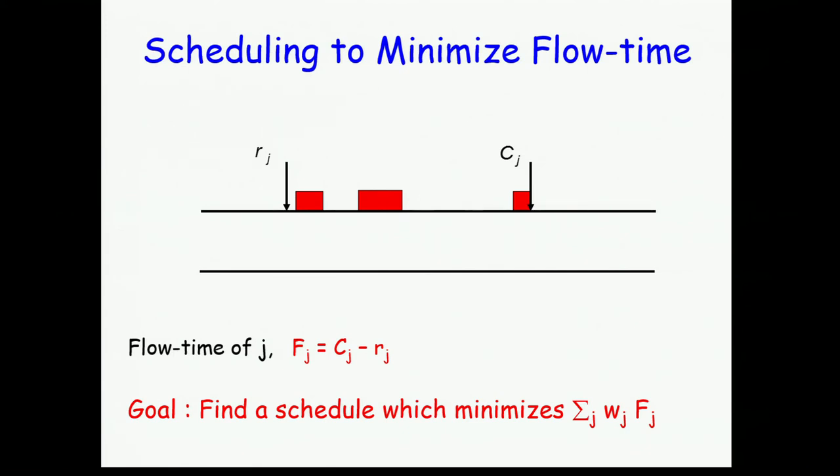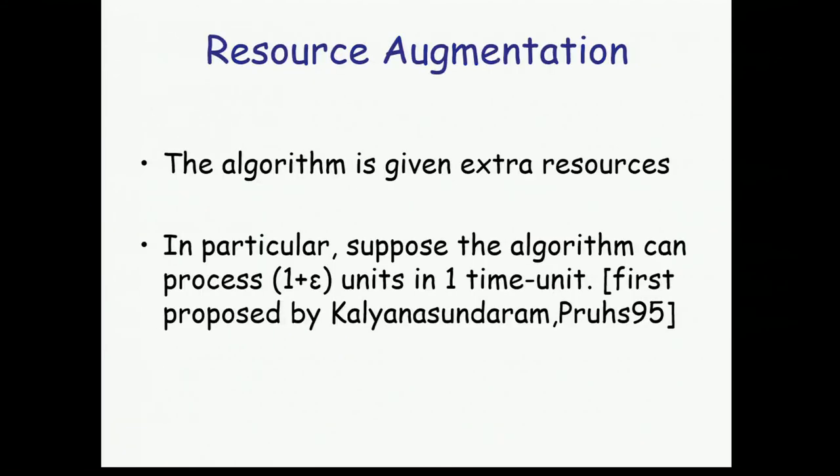Now the goal is we want to minimize the flow time. What is the flow time of a job? It's the time that elapses between the release time and the completion time of the job. And we want to minimize the sum of the weighted flow times. Wj is the weight of the job, which is given to us when the job shows up.